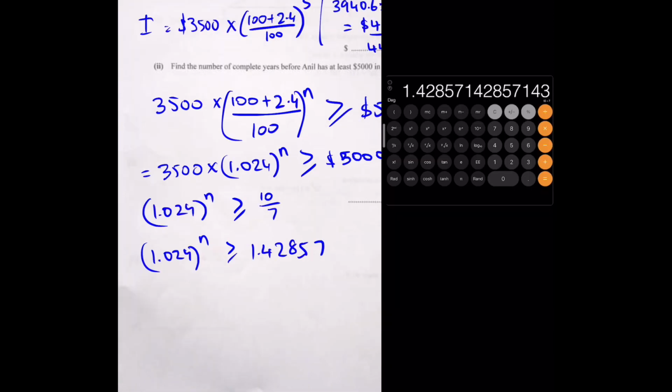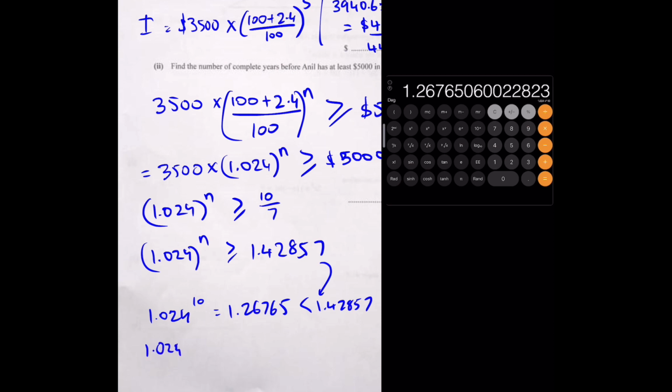Now let's start with, for example, n to the value of 10. So 1.024 to the power of 10 is 1.26765, which is still less than this value, 1.42857. Now let's say 1.024 to the power of 15.